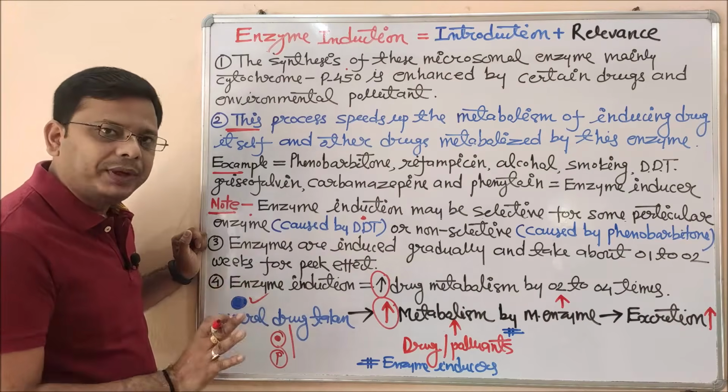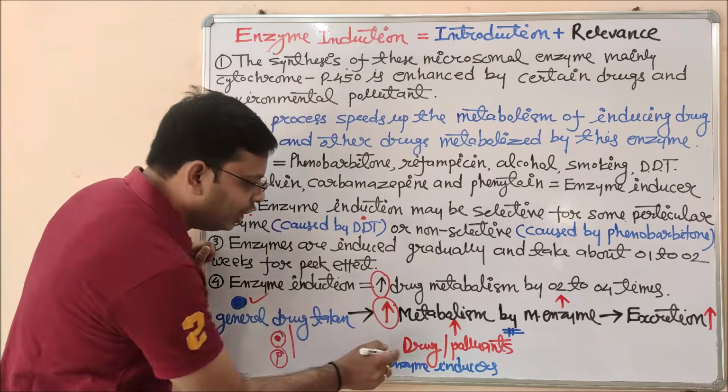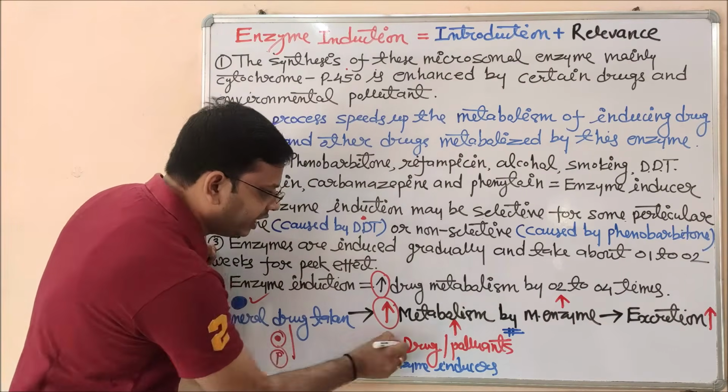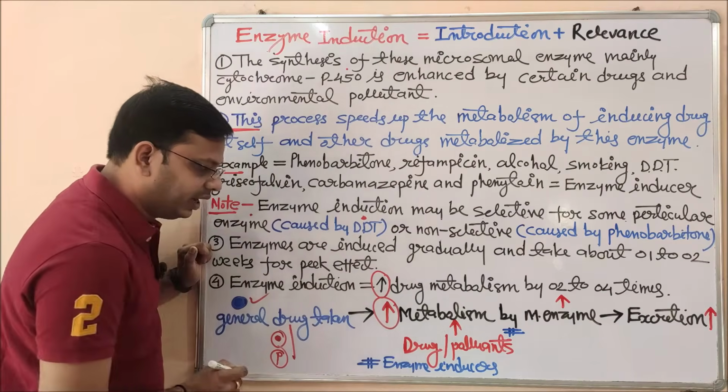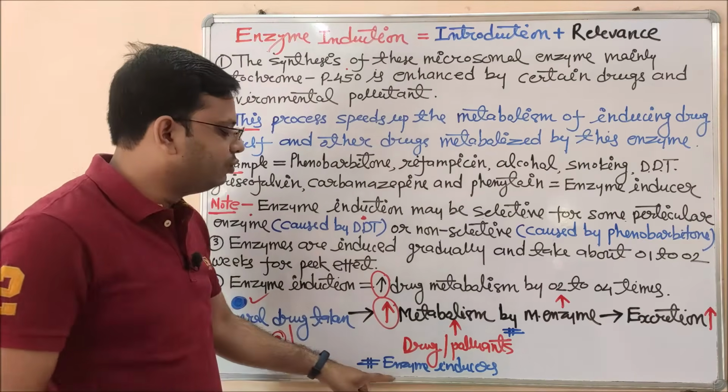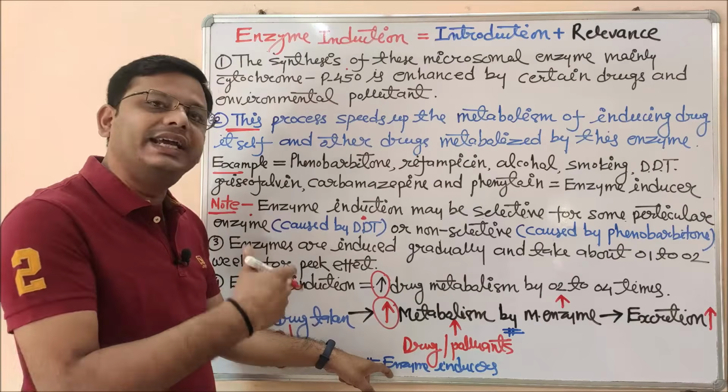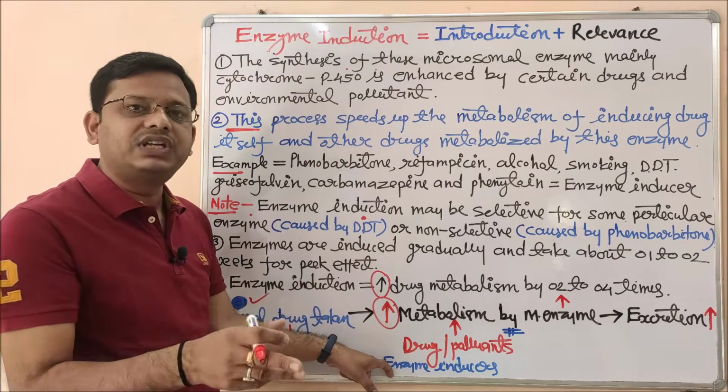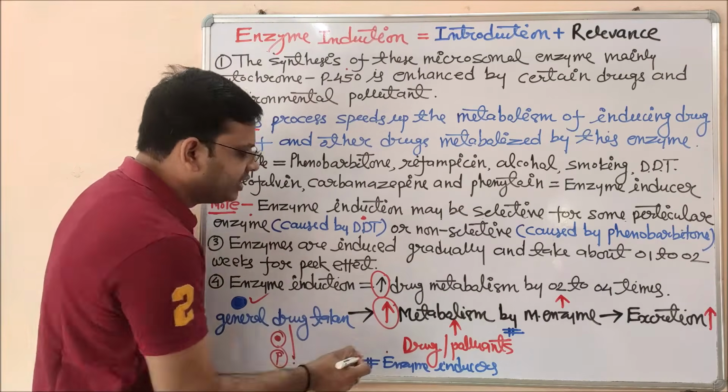This drug will increase the metabolism of the first drug as compared to before. Previously it was at an optimum level, but now it is increasing because the drug and pollutant you are taking here are increasing its metabolic rate. The enzymes induced by different types of drugs get increased. The volume of microsomal enzyme gets increased by this enzyme inducer drug.